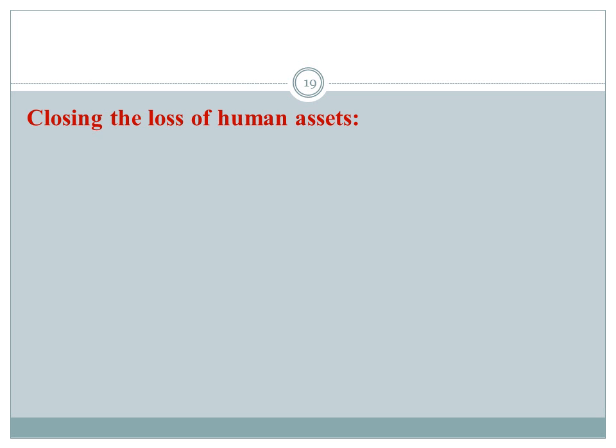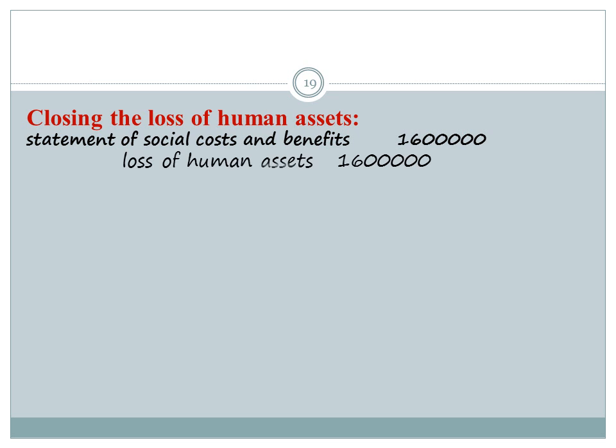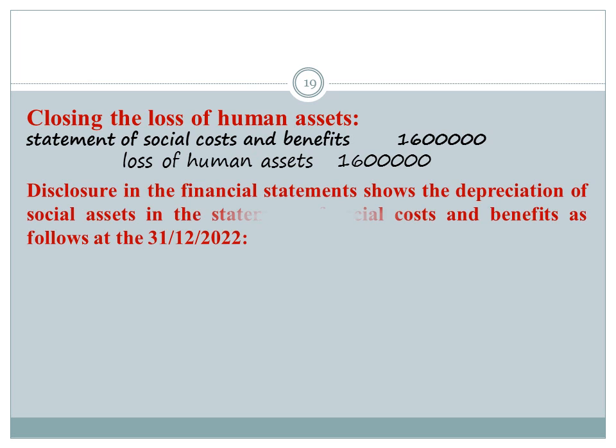Closing the loss of human assets. In the first stage, these losses are in the debit side. When we close these losses, it will be in the credit side, and the debit side will be the statement of social costs and benefits.